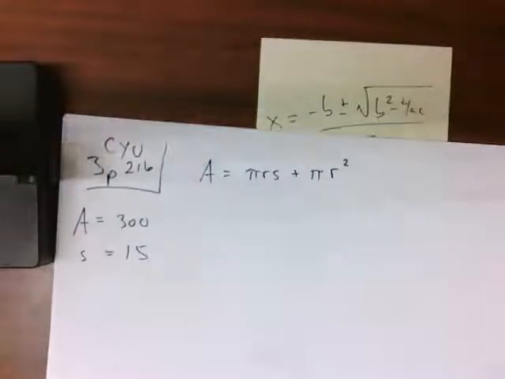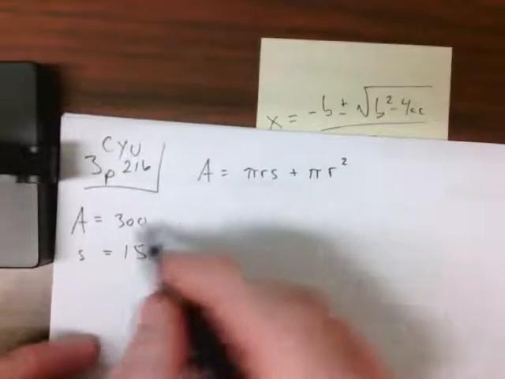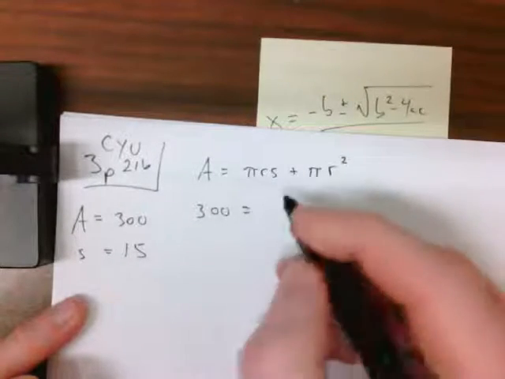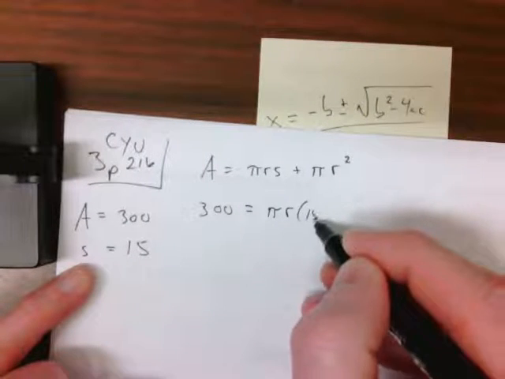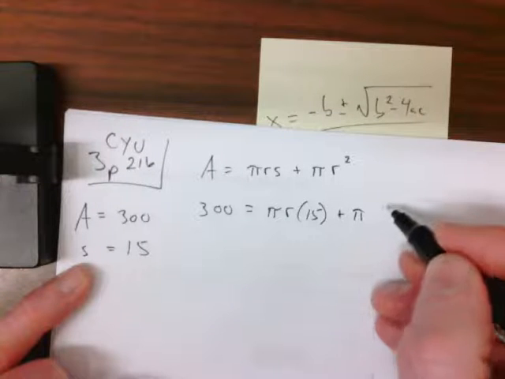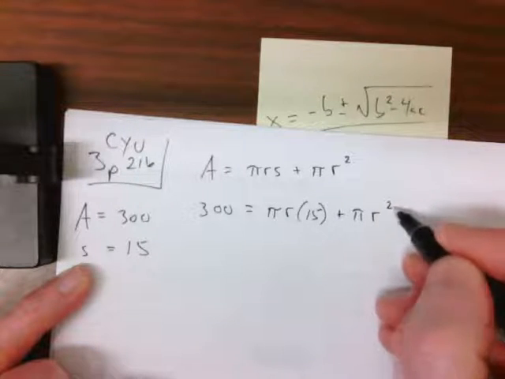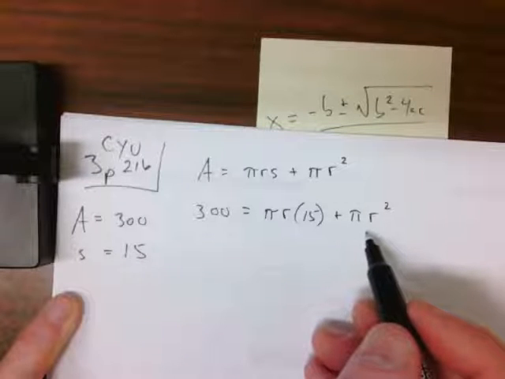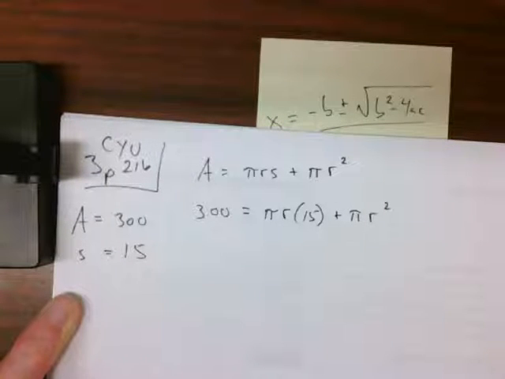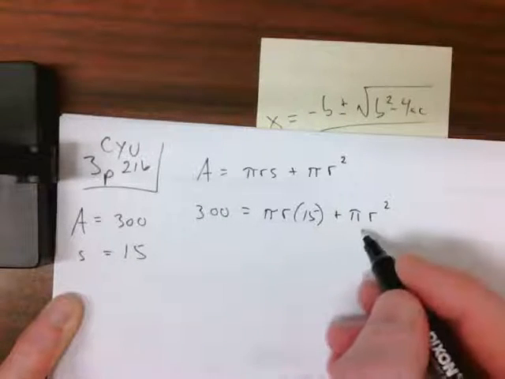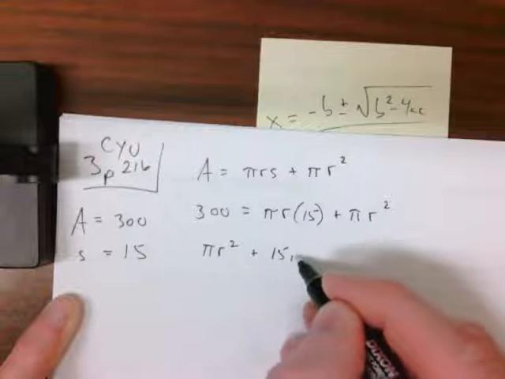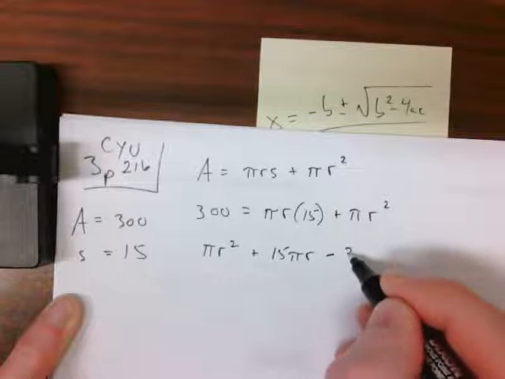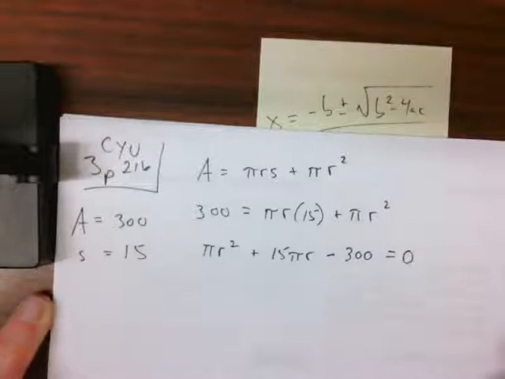So we need to solve for R. Okay? So let's play with this. Let's put in what we know. A is 300. Pi, we're going to have to make that a number. Times R times S is 15 plus pi times r squared. So I'm going to make this into a quadratic formula that I can recognize. So it's going to take a couple steps. I'm going to do pi r squared plus 15 pi r minus 300 equals 0.